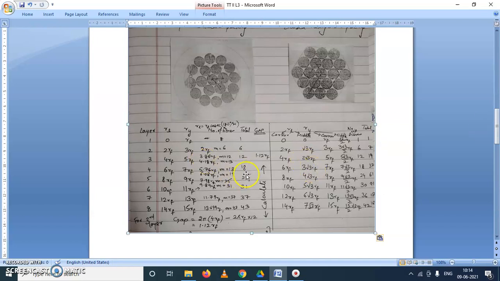Now the next thing is number of fibers. Number of fibers in the layers, you can see here: first layer 1 fiber, and in hexagonal packing 6 fibers in the second layer, and always 6 fibers are added in each layer after the first layer.